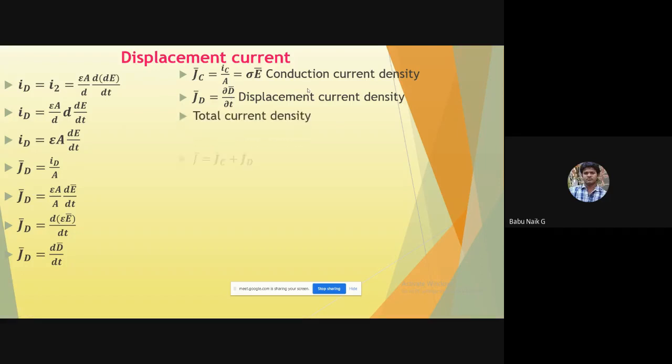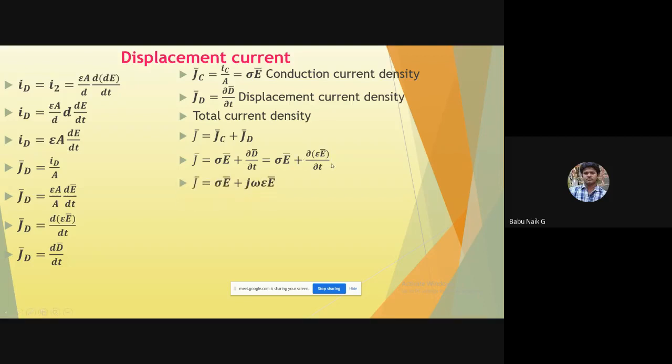Now the total current you can calculate. The total current density is equal to the displacement current plus the conduction current. That is the addition of these two for the complete circuit, an RC parallel circuit. If you substitute those two equations, we can write: conduction current is sigma into E bar plus dou D bar by dou t, which is also equal to sigma into E plus dou epsilon E bar by dou t.